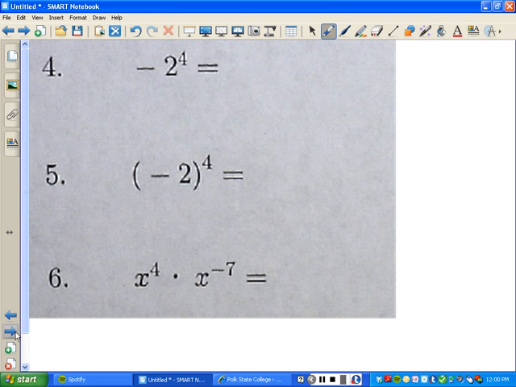All right. Number 4. Is this minus 2 raised to the 4th, or is it negative 2 raised to the 4th? Which one is it? And if it's negative 2, what's the difference between this problem and this problem? Are there any differences between them?